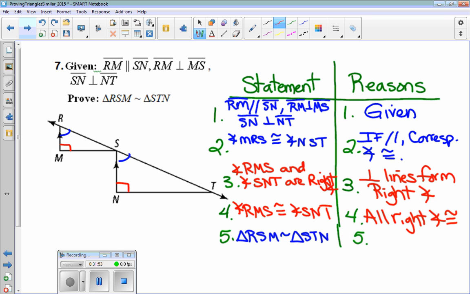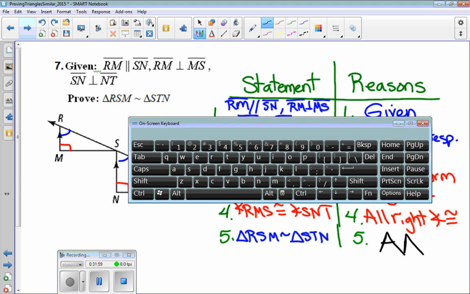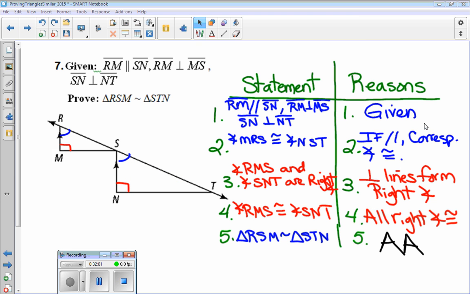Therefore, the two triangles are similar because angle, angle. Okay.